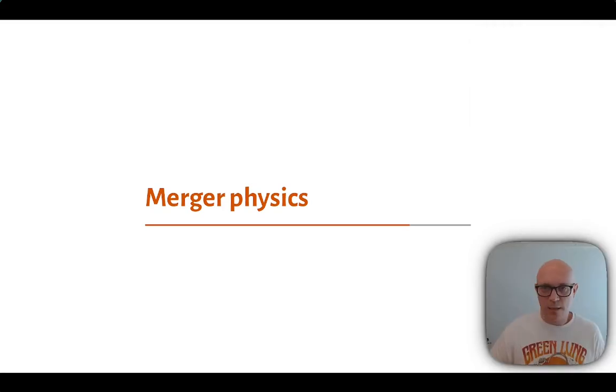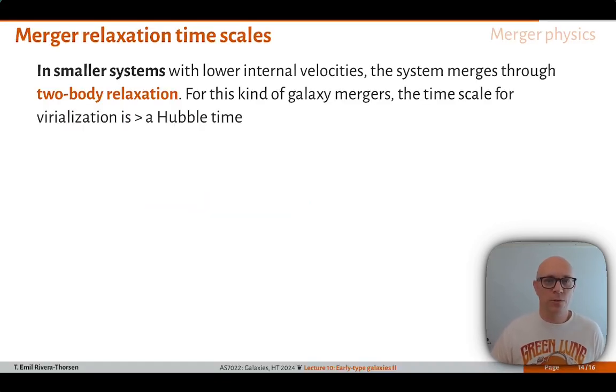But let's try and take a look at the actual physics of mergers. Mergers are super complicated, and we cannot get super detailed about the formalism of it, but we can definitely take a look at some of the principles of physics involved in mergers. So in smaller systems with lower internal velocities, the system merges through what we call two-body relaxation of the stars involved.